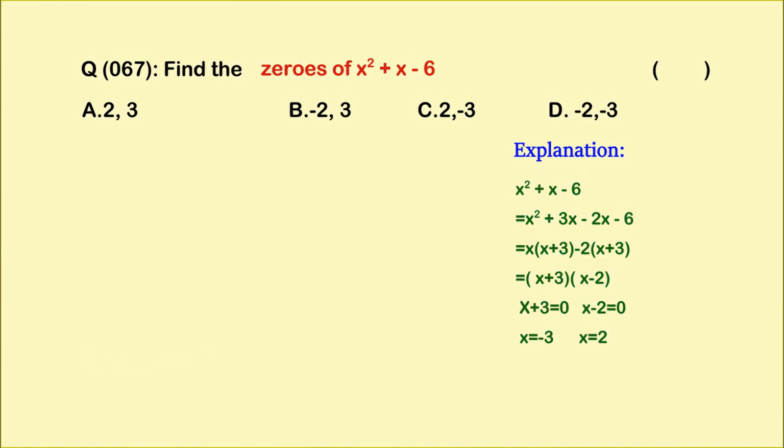Question number 67. Find the zeros of x square plus x minus 6. The factors of 6 are 3, 2. Here plus 1x is there. So we have to take the greatest one as plus and the smallest one as minus. So plus 3x minus 2x we will get as plus 1x. So if you substitute 3x minus 2x in place of x, we will get x square plus 3x minus 2x minus 6. By taking x common from the first two terms, we will get x plus 3. If you take minus 2 common from the last two terms, we will get x plus 3. By taking x plus 3 common from the first and second terms, we will get x minus 2. So if you make x plus 3 equal to 0, the x value will be minus 3. If you make x minus 2 equal to 0, the value of x is equal to 2. So the right answer is C, 2, minus 3.